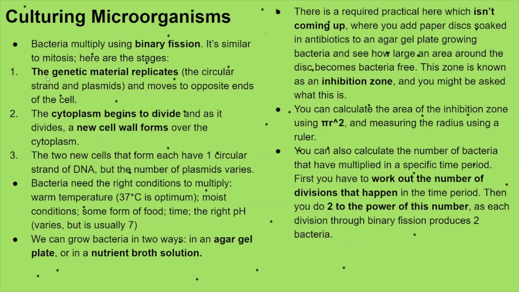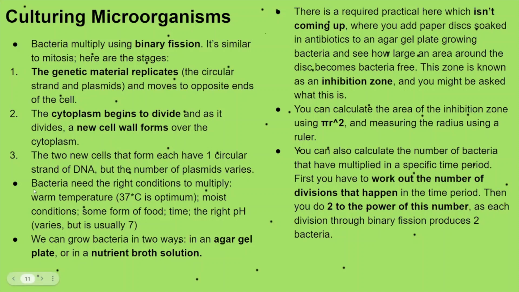So the first stage is the genetic material in the bacteria replicates. That's obviously the DNA loop and the plasmids, and they move to opposite ends of the cell, just like in mitosis, and the cytoplasm divides, a new cell wall forms over it, and the two new cells that form each have one circular strand of DNA, but a variable number of plasmids.